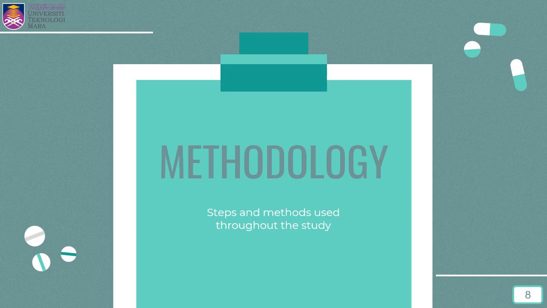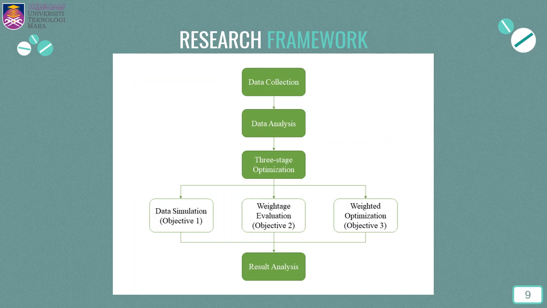Next, let us go through the steps and methods used throughout the study. The research begins with data collection, then data analysis, and after that the 3-stage optimization that consists of data simulation, weightage evaluation, and weighted optimization. The 3 stages were designed to achieve objectives 1 and 3 respectively. Lastly, it is finished with a result analysis.